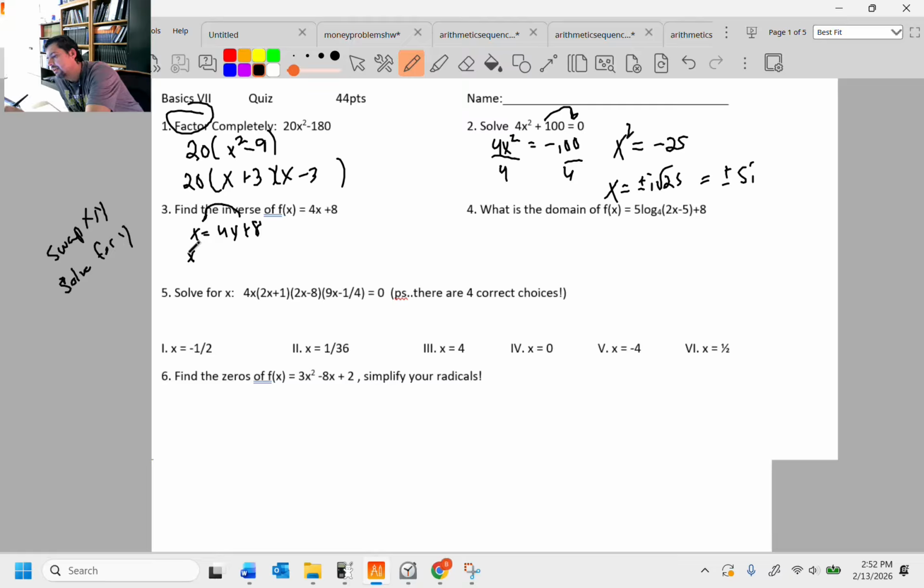Subtract 8. Heck, I had kids saying it was +8 on the other side. Are you kidding me? Divide everything by 4. Let's just stop there. X minus 8 over 4. That is the inverse of f of x.